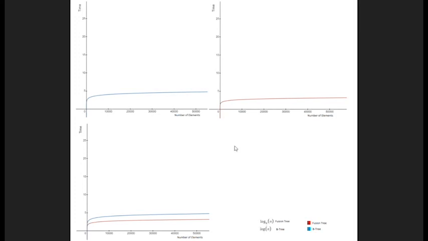So you can just look at the graph over here. This is the graph for log of n with base 32, and this is for log of n. So even though they have a similar pattern, similar path, still the fusion tree seems to be much faster than a B tree.